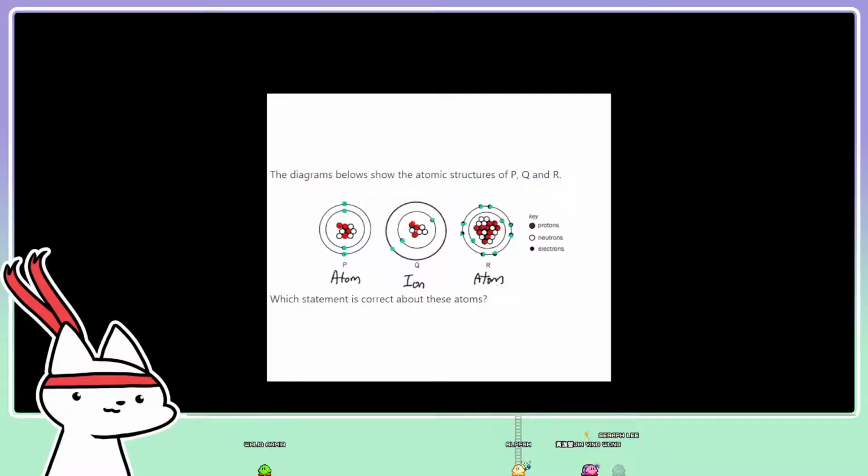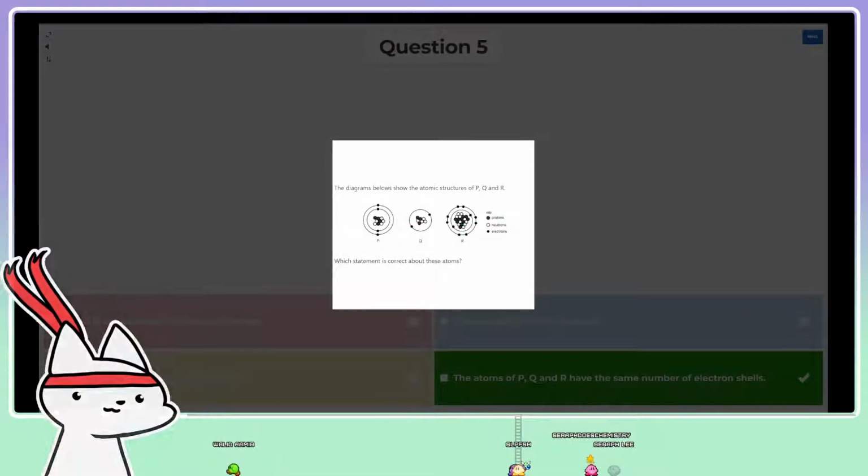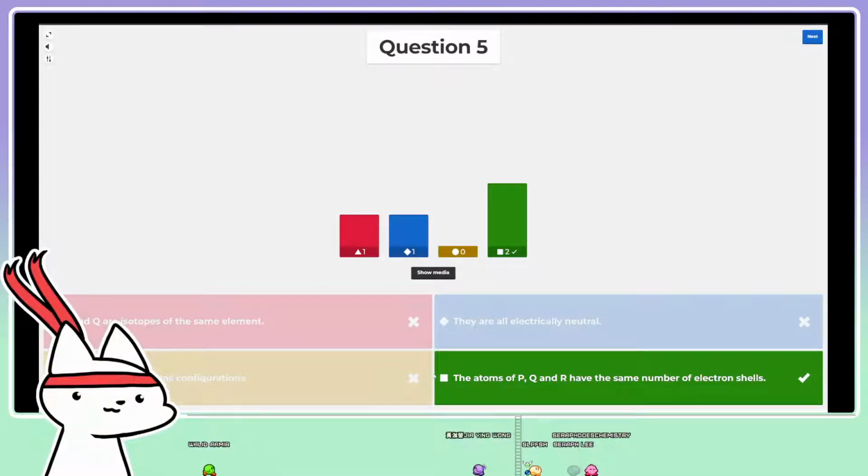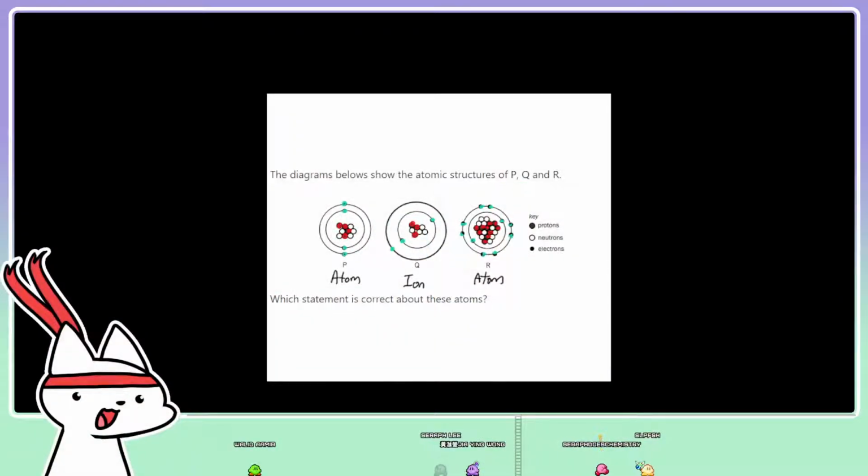Because of this, the answer would be D, as in green. The atoms of P, Q, and R have the same number of electron shells, because the electron shell is technically missing here, that was not drawn, that I just drew up, but it was gone because it's an ion by missing the electron.